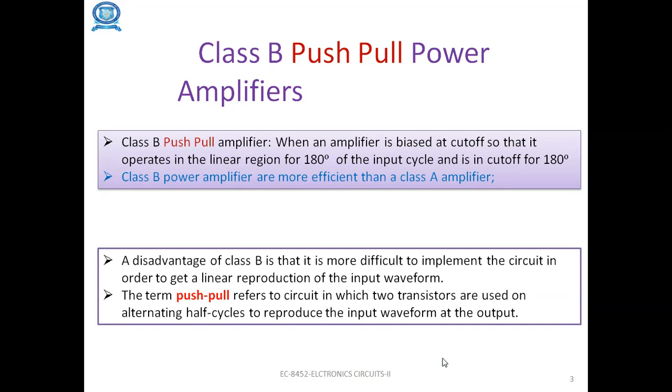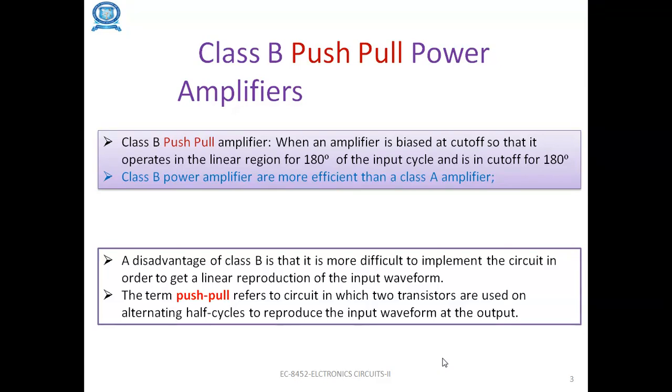The term push-pull refers to a circuit in which two transistors are used on alternating half cycles to reproduce the input waveform on the output. In a Class B power amplifier, when two transistors form a complementary pair, one NPN and the other PNP, the circuit is called a complementary symmetry Class B power amplifier.